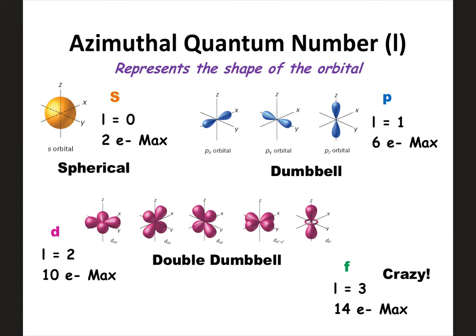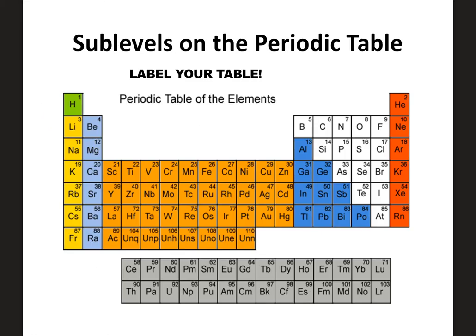You just got to get to that point. Just like your energy levels were on the table, these sublevels are also on the table as well. So you need to label these sublevels on your table. You're going to be referencing this a lot. So the S, P, D, and F can be found on your table.